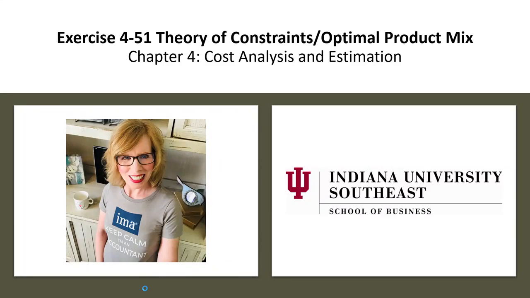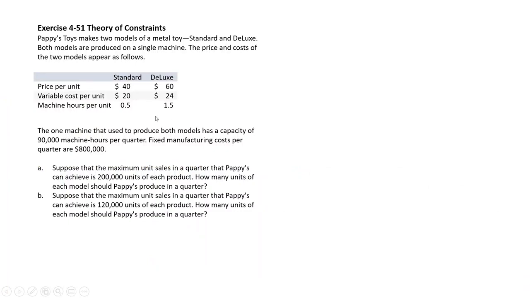In this video, I'm going to demonstrate calculating an optimal product mix, also theory of constraints, using exercise 4-51 as a basis. The setup of the problem is we have a company that produces two different types of toys, a standard and a deluxe. They give us the price, the variable cost, and the machine hours to make each individual unit. Machine hours is the constraint in this situation, and they have a maximum of 90,000 machine hours. Their fixed cost per quarter is $800,000.